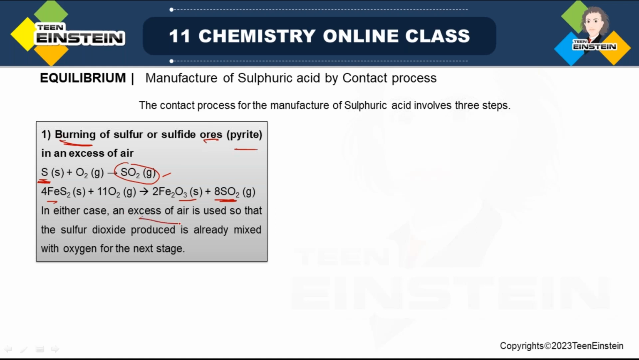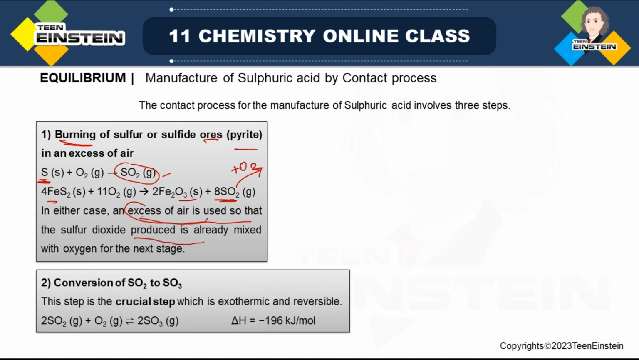In either case, we have to use an excess of air, so that the sulfur dioxide that is produced is already mixed with this extra oxygen, because in the second step we are going to do the reaction between O2 and SO2. That is why we are already using an excess of air, because in the next step it is the reaction of SO2 with more O2, and it will produce SO3.